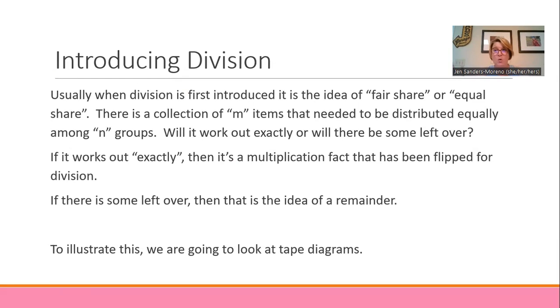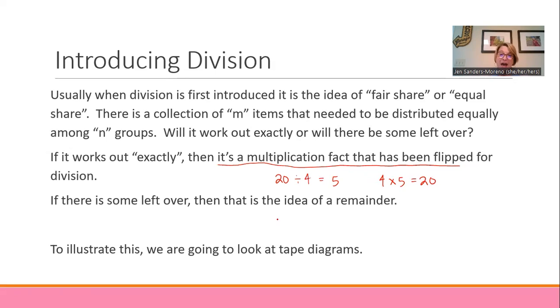Will it work out exactly where we have nothing left over, or will there be a leftover? Now of course, the fancy name for having something left over is called a remainder. So there are times when you will have problems with the remainder. If it does work out exactly where there's nothing left over, that's when you're talking about having a multiplication fact that's been flipped. So if we take 20 and share it between 4 and we get the number 5, then that is a fact family with 4 times 5 is 20.